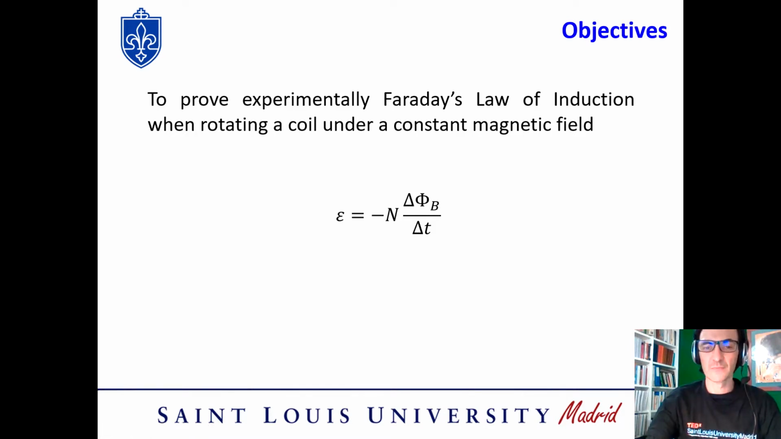Lenz's law means that the electromotive force is opposed to the change of the flux, meaning that if the flux increases, then the electromotive force opposes that increase. This is important to explain why we have peaks up and down depending on the number of lines entering in or out.